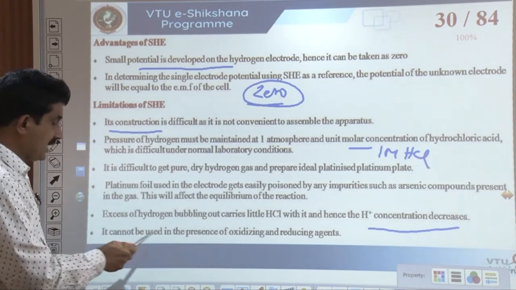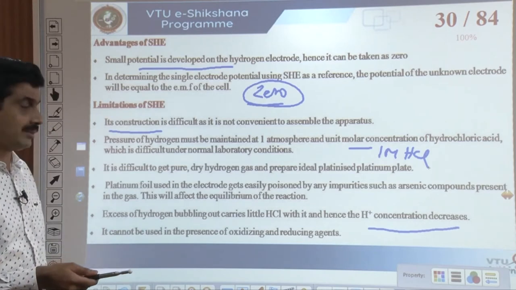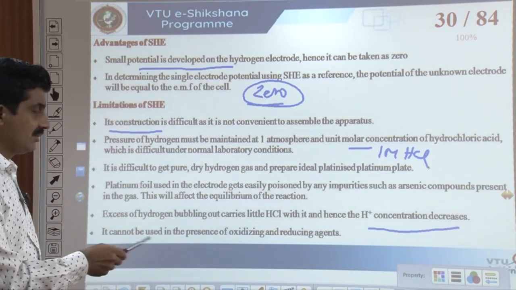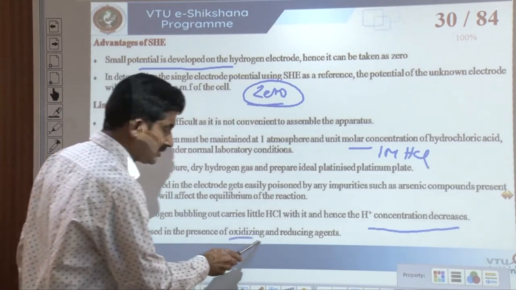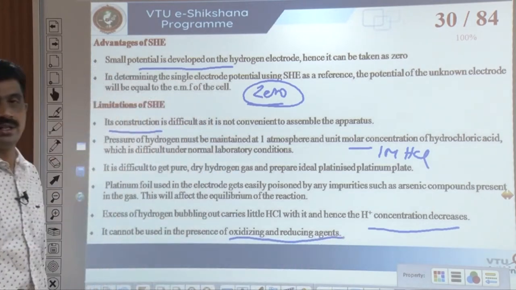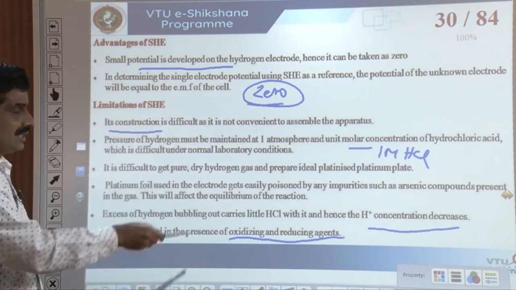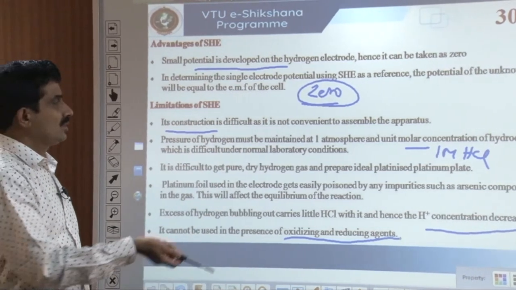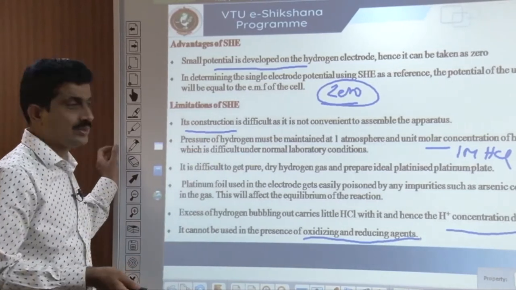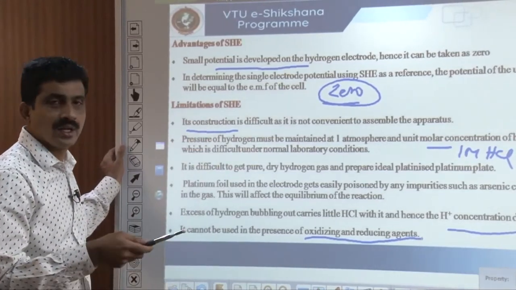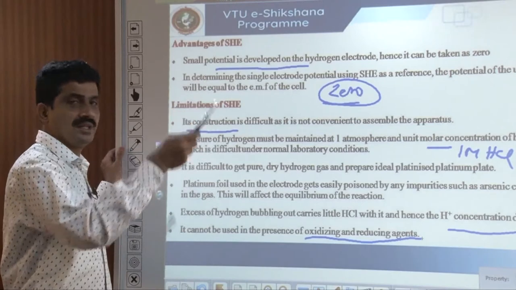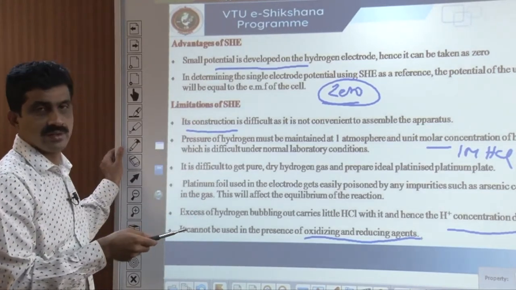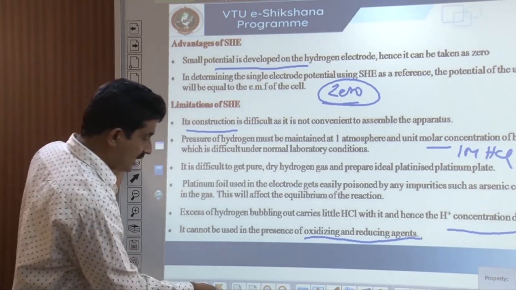One more limitation is that it cannot be used in the presence of oxidizing and reducing agents. It does not give satisfactory results in the presence of strong oxidizing and reducing agents. So these are the limitations of the standard hydrogen electrode. Though the standard hydrogen electrode is utilized in determining the electrode potential values of other electrodes, these are its limitations.